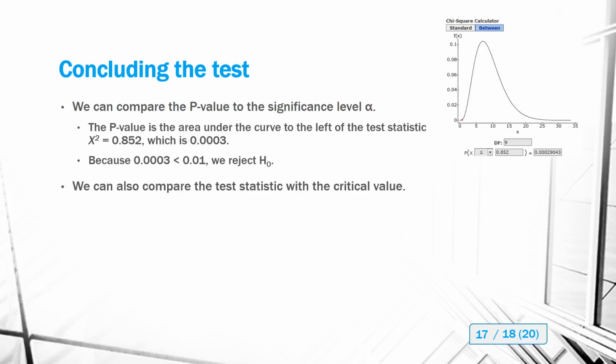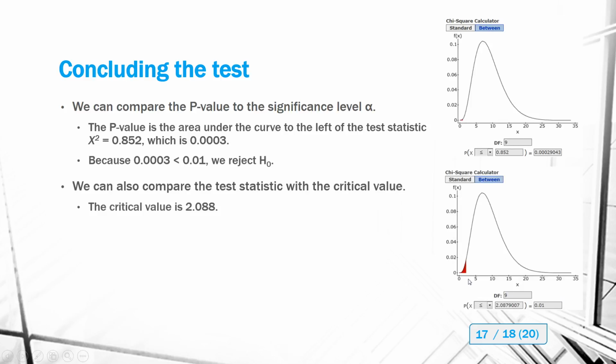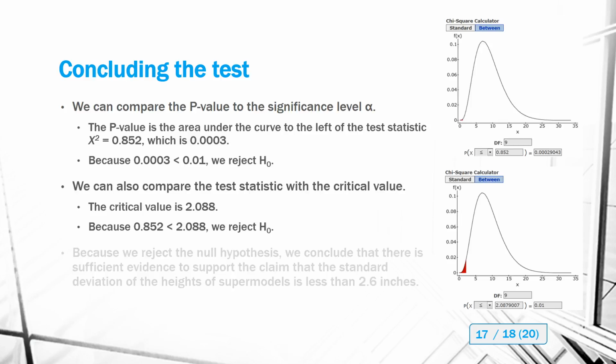Alternatively, we can compare our test statistic with our critical value. Calculating the critical value, I put in the area for the significance level, and then I get my critical value here, 2.088. Because my test statistic is less than the critical value, I'm inside the critical region. Therefore, I'm going to reject H0.